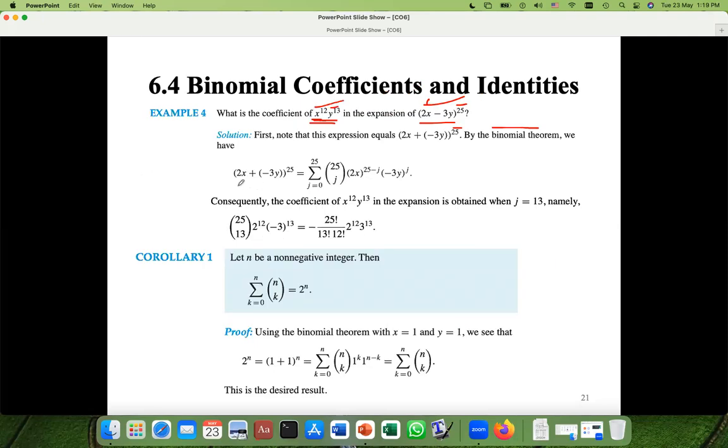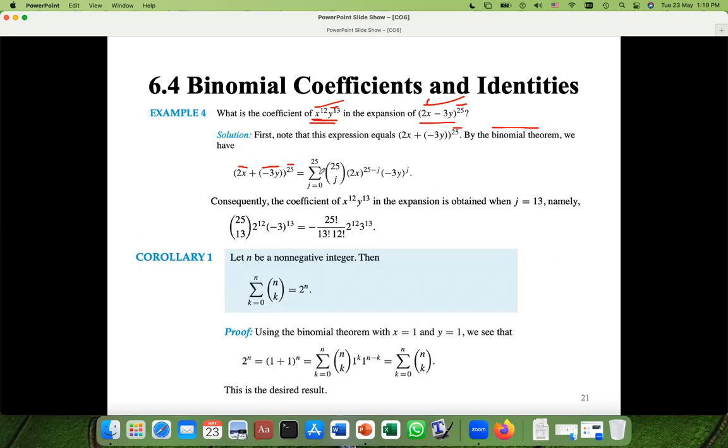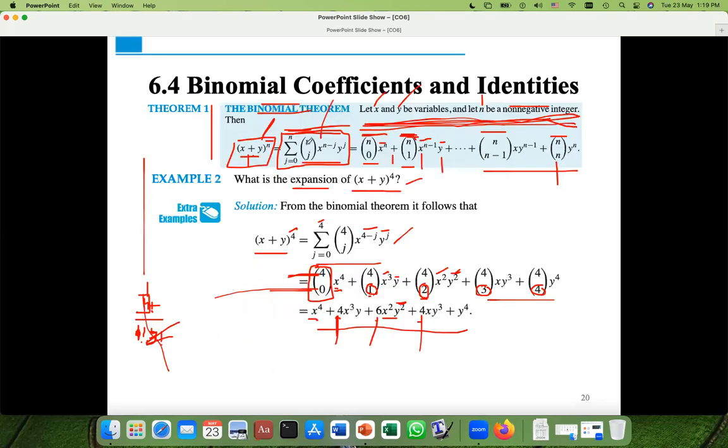Now this is my x, complete x. This is my y, and this is my power n according to that (x plus y) raised power n. Now this is the format, and now we can change it into summation form. Sigma starting j from 0 to 25, and this 25 choose j, writing as it is. This is n choose j.